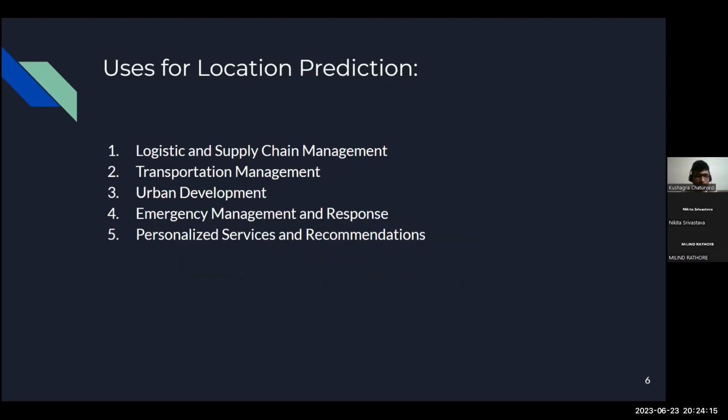Now, what are the uses of a future location prediction system? We have to understand that future location prediction is quite important in the current technology and current atmosphere. It has pretty simple uses also. A few examples are logistics and supply chain management. Predicting future locations can help in optimizing supply chain management, and it enables efficient route planning. By accurately forecasting the future location, businesses can also reduce transportation costs, which is beneficial for them.